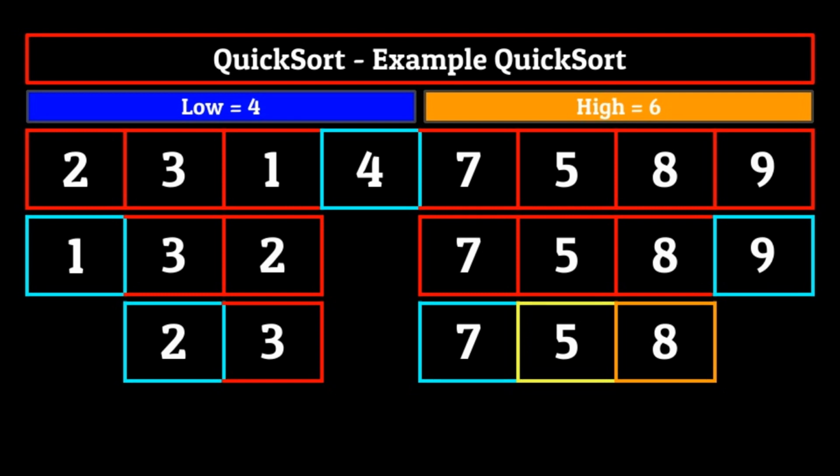Beginning with the low loop, the element at the low index, 7, is less than the pivot element, and so we increase the low index. The element there, 5, is still lower than the pivot element, and so we increase the low index again. This time, the element at the low index is equal to the pivot element, allowing us to exit out of our low loop.